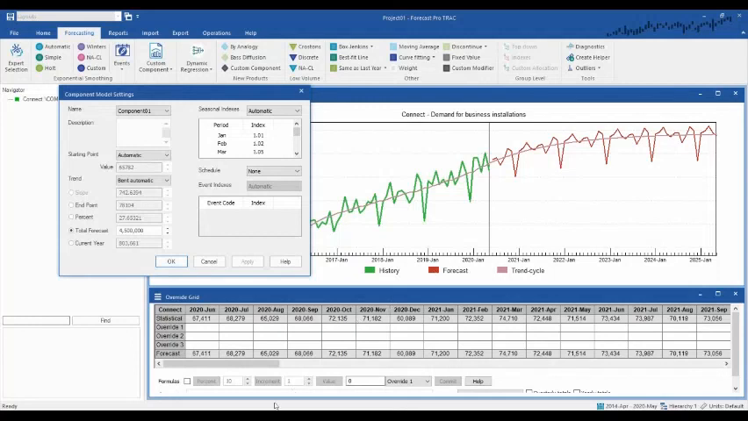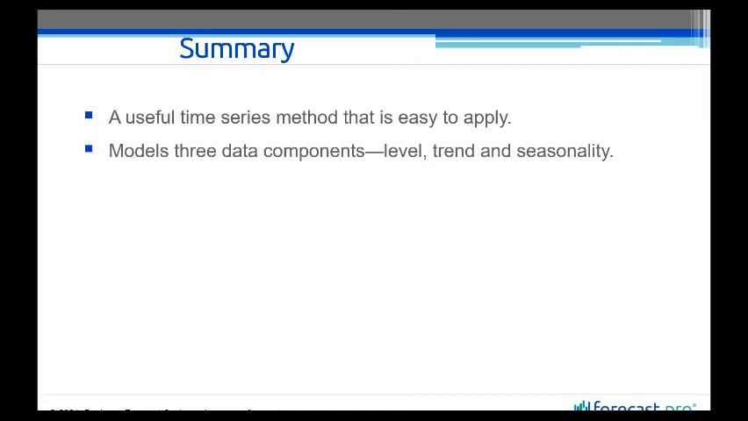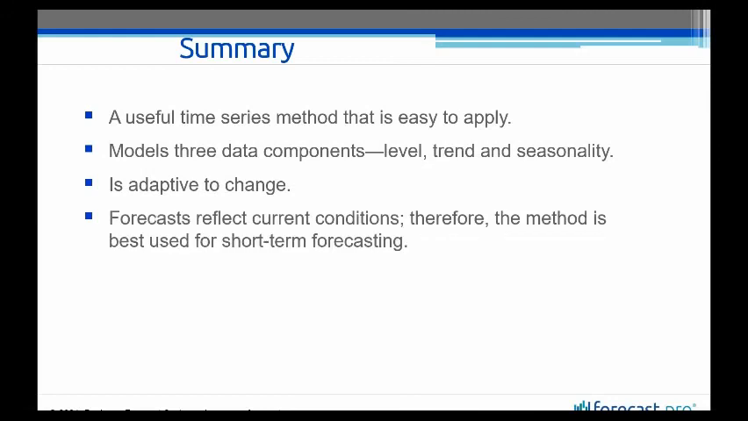So let's go back to the slides and just quickly summarize. Exponential smoothing is a very useful time series method. It's very commonly used because it works well and it's easy to apply. The model includes 3 data components: level, trend, and seasonality. And this is appealing because it makes it very easy to explain how the model works. It is adaptive to change. So it is the most current data that is going to get the most weight. The forecasts reflect current conditions, and again, this is being adaptive to change.